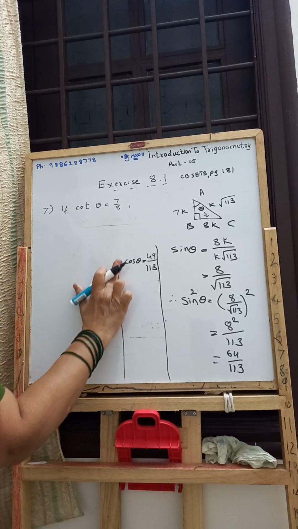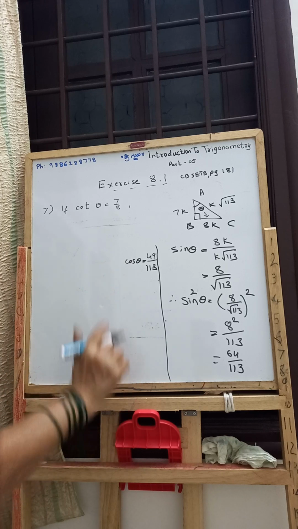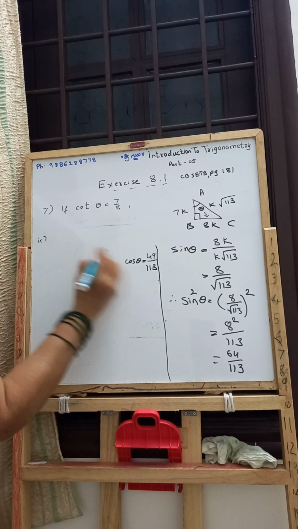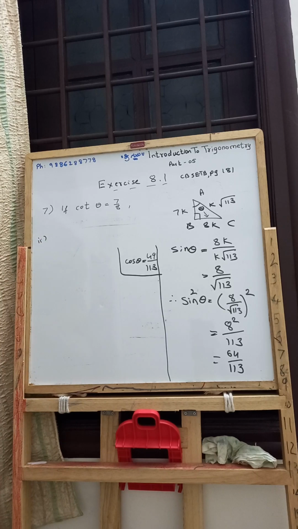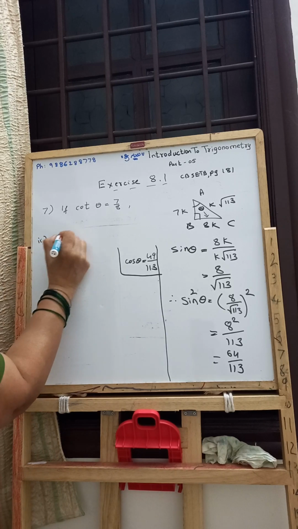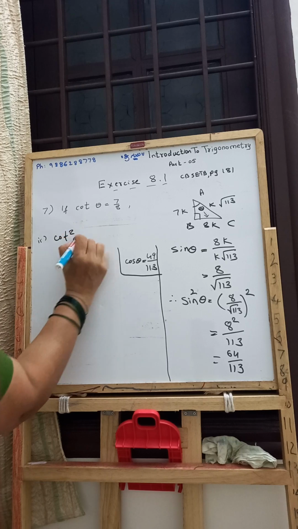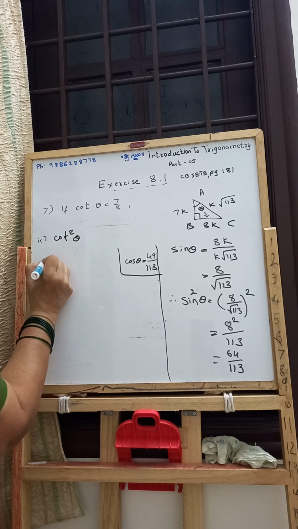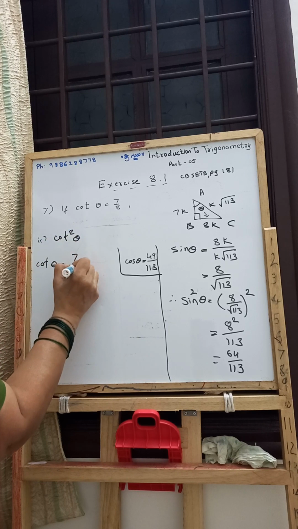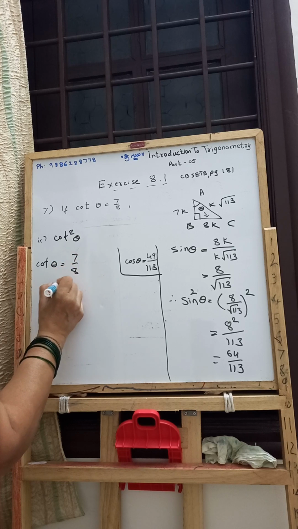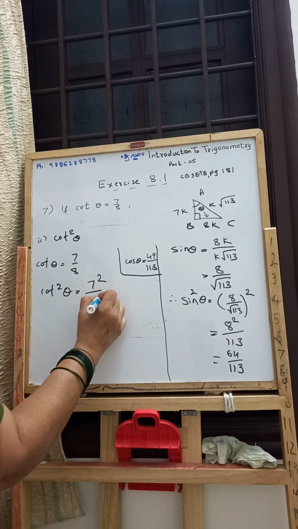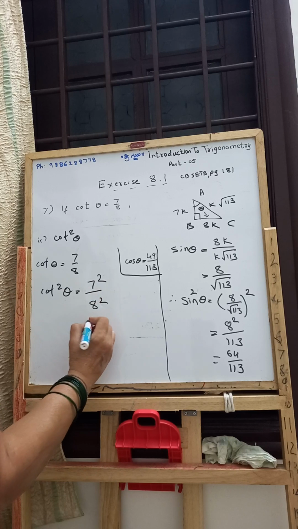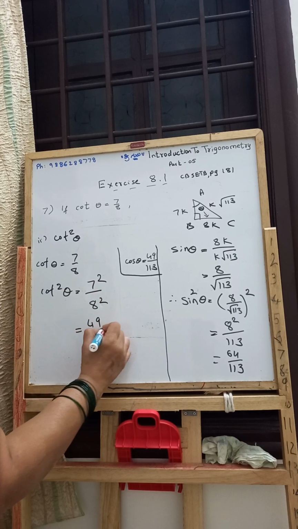Similarly, the second one. What is the second one? Well, we have to evaluate cot square theta. It is given that cot theta is 7 upon 8. Therefore, cot square theta is equal to 7 square upon 8 square. This is 49 upon 64.